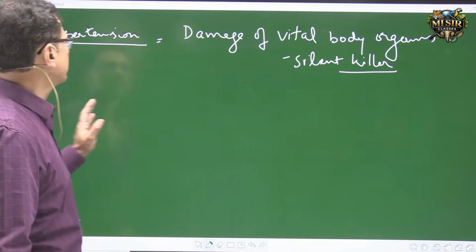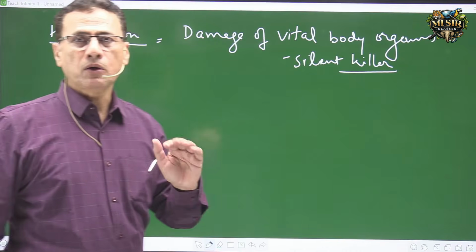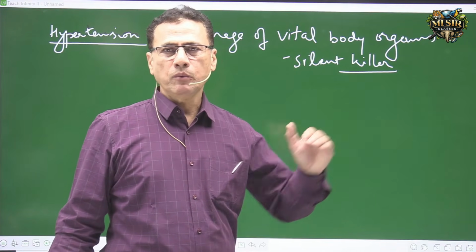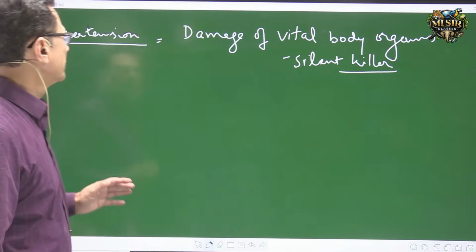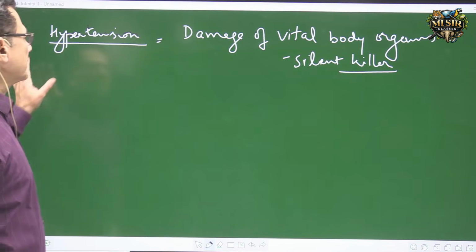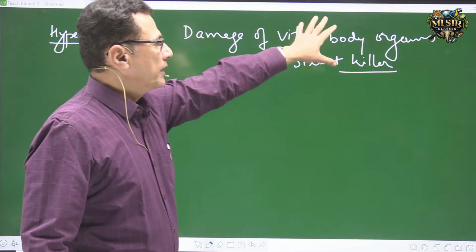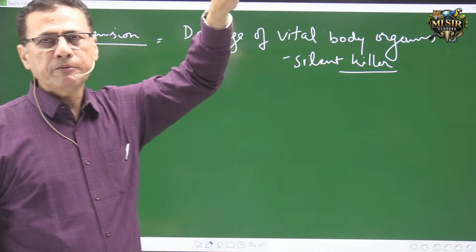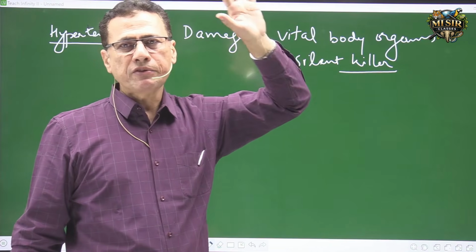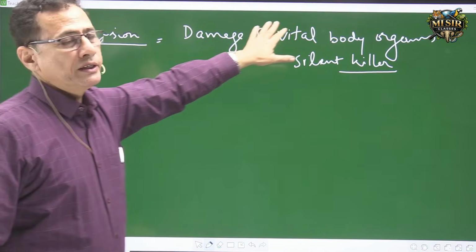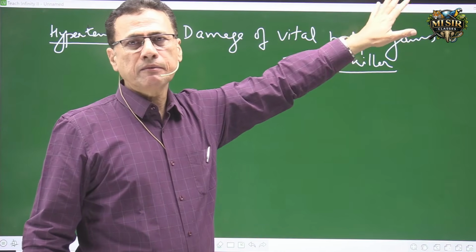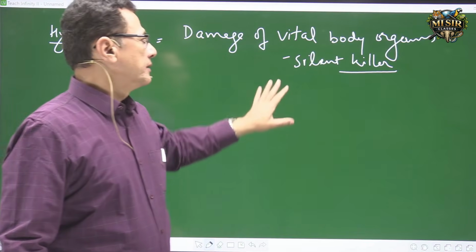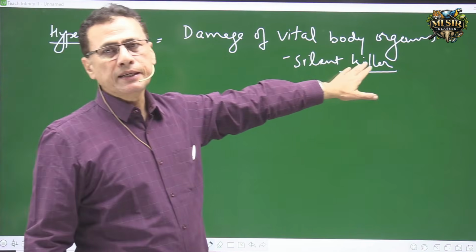So it is dangerous. It has to be treated with the drugs called anti-hypertensive drugs, which work in different modes and different methods. We are not going into that detail. This is all you need to know regarding hypertension: that hypertension is elevated blood pressure, continuously elevated blood pressure, which can cause harm to various vital organs like heart, brain, kidneys, lungs, eyes, etc. That is why this disease is called a silent killer.